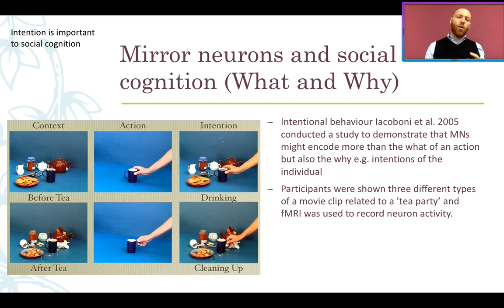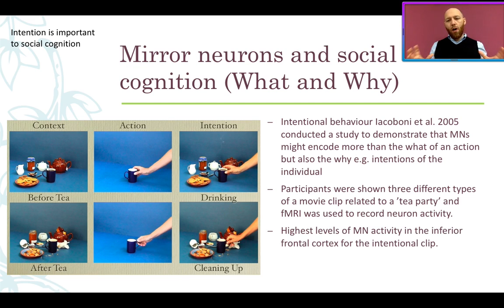So participants were shown 3 different types of movie clips, and they were all related to the concept of tea party. And fMRI was used to measure neuronal activity. Now, highest levels of motor neuron activity in the inferior frontal cortex for this intentional clip. So this clip clearly shows intention.